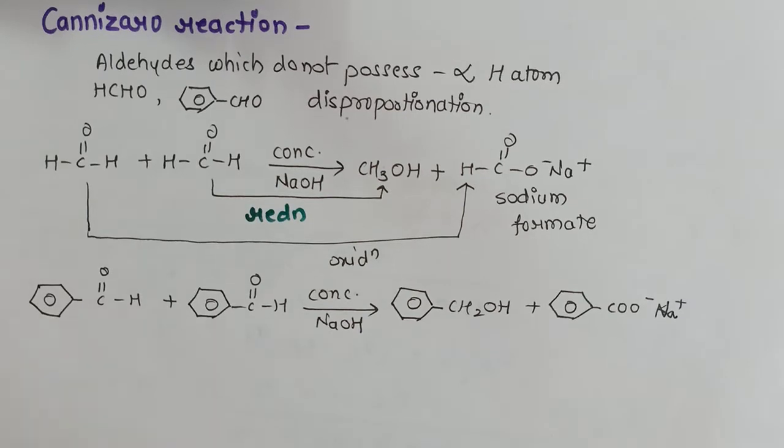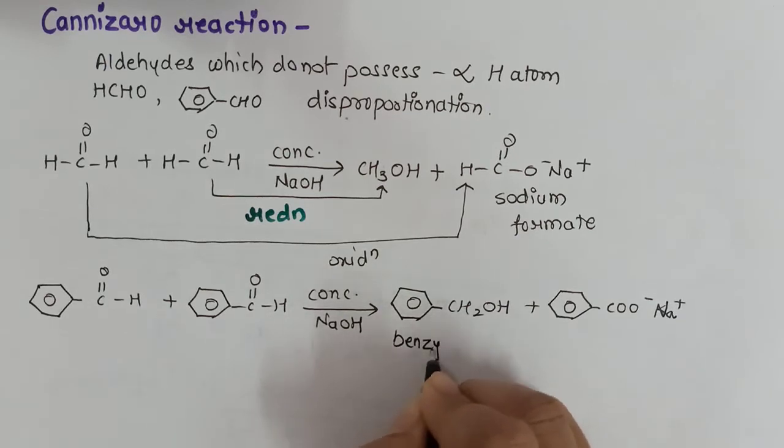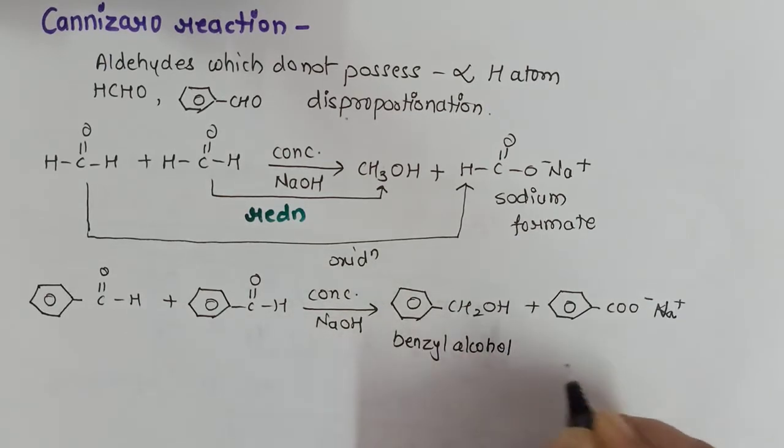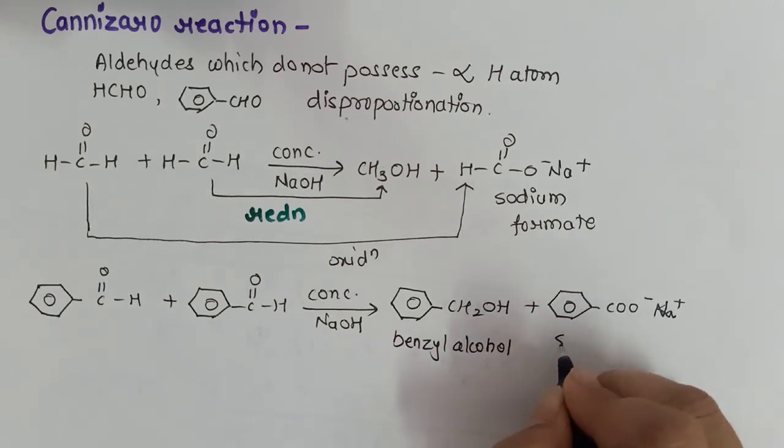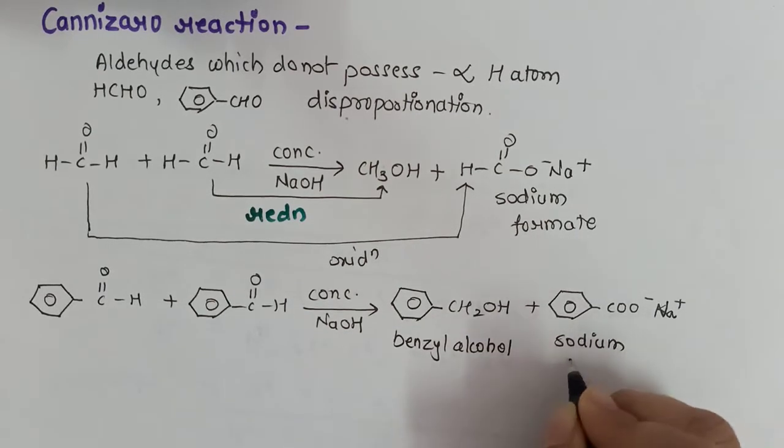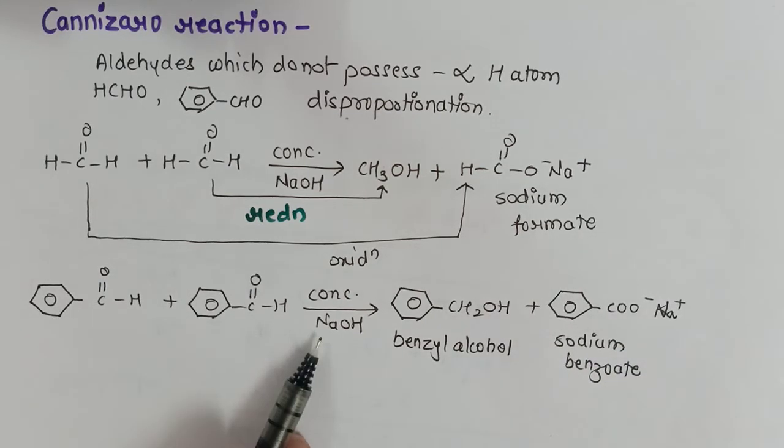reaction. Now do aromatic aldehydes which do not have alpha hydrogen atom undergo Cannizzaro reaction? The answer is yes. 2 moles of benzaldehyde, when they are treated with concentrated sodium hydroxide, we get benzyl alcohol as a part of reduction, and we get sodium benzoate as a part of oxidation. Now suppose I have used potassium hydroxide, obviously I will get potassium salt of the acid. So that was about Cannizzaro reaction.